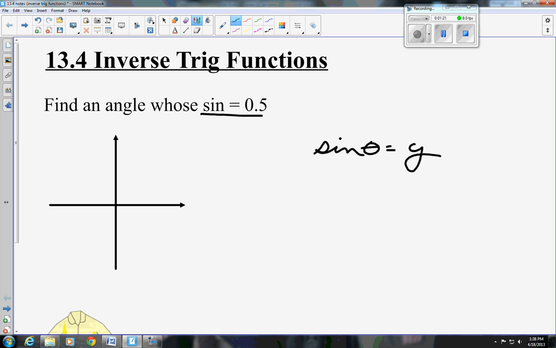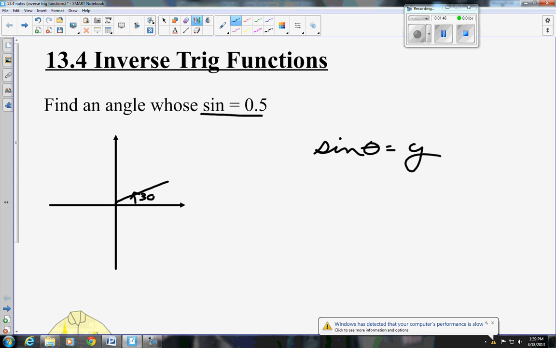135 degrees? Not 135. That was going to be root 2 over 2. 0.5. Look on your circle. Where does 0.5 fall in the y position? What angle is that with? 30 degrees.